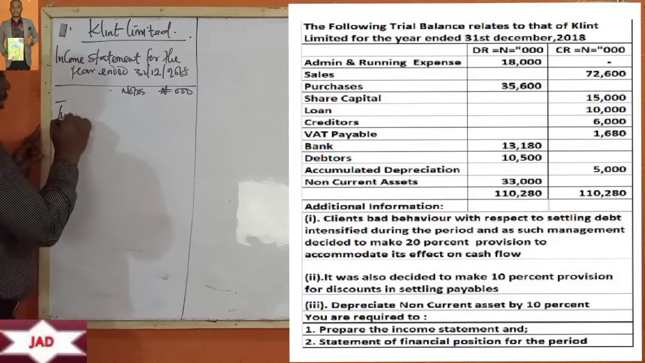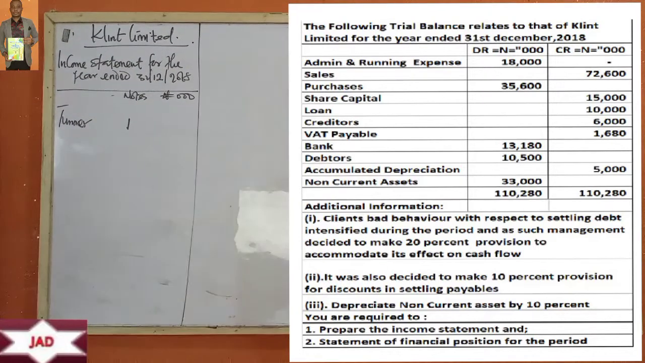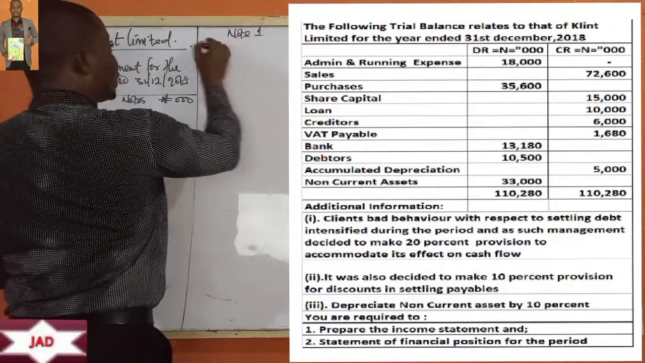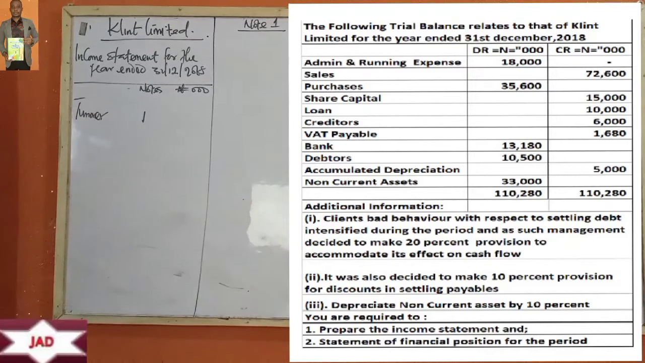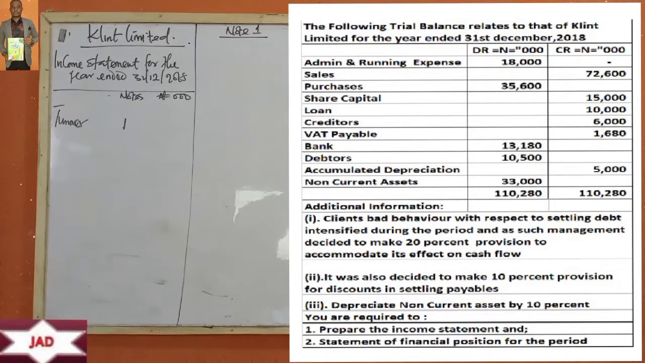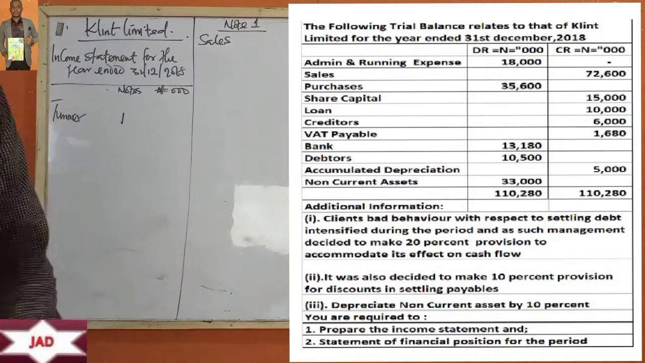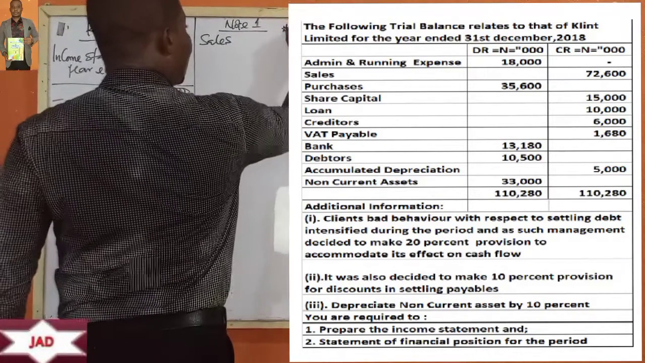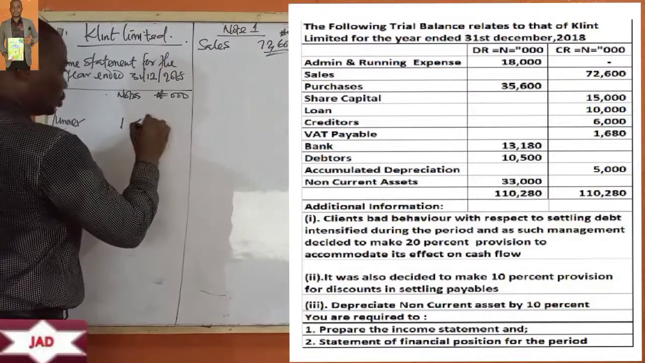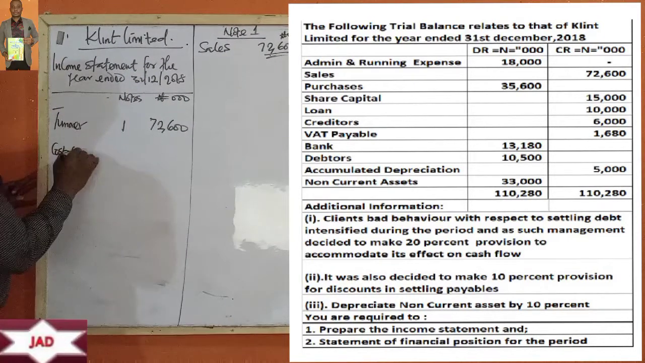So we have turnover. Remember, this is not new, so you should understand this. Note 1. So what are the note 1 items here? I can see sales. Very short. So this is just sales basically. And the sales here is 72,600,000.